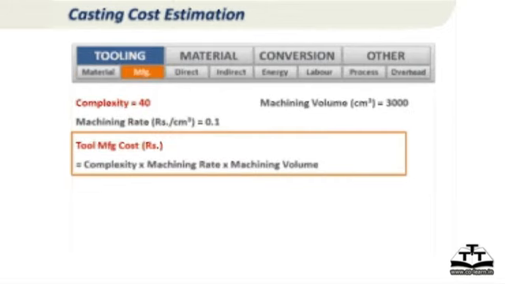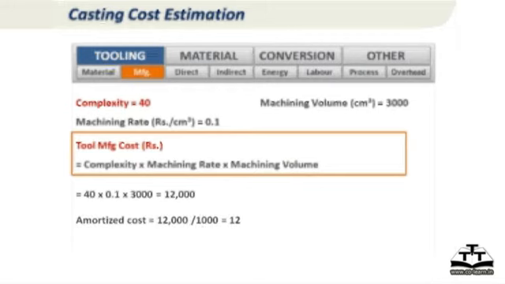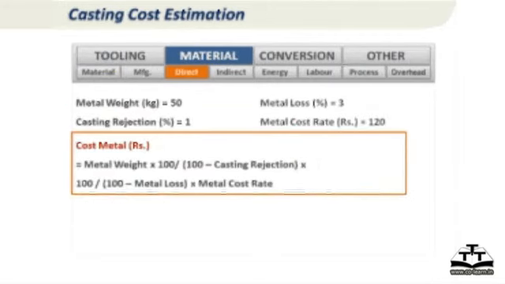Similarly, tool manufacturing cost from the shape complexity equation. Here we are assuming the machining rate is about 0.1 rupees per centimeter cube, and you can get tooling costs somewhat like that. Amortized cost of tooling manufacturing is 12 rupees. Similarly, direct cost, this is the cast metal which actually goes to the customer. Okay, obviously a little bit of 5-10% extra weight, but it goes to the customer anyway.